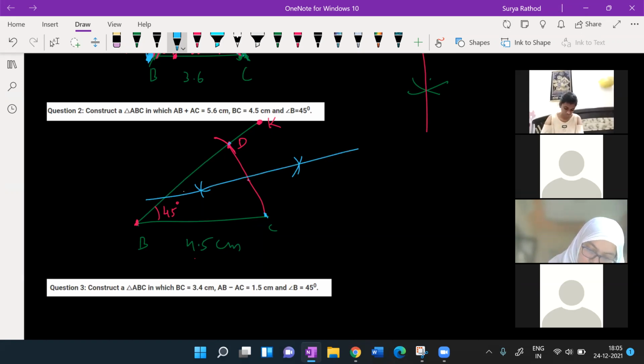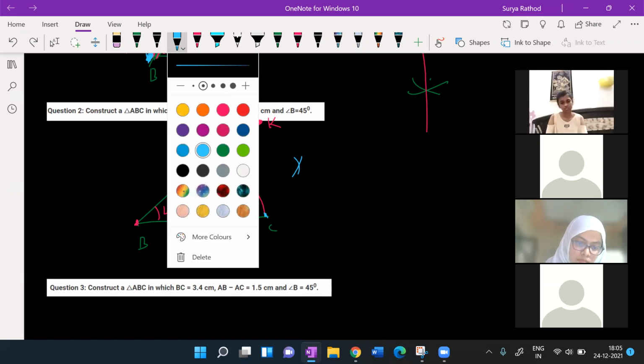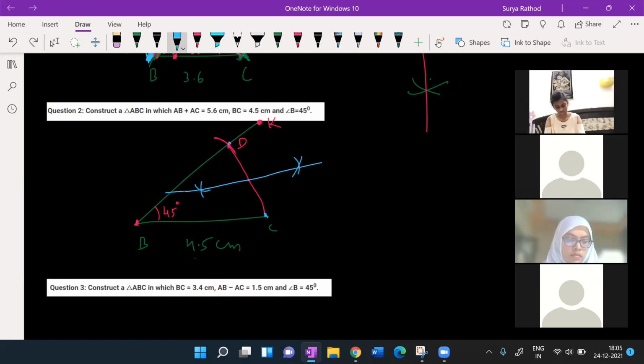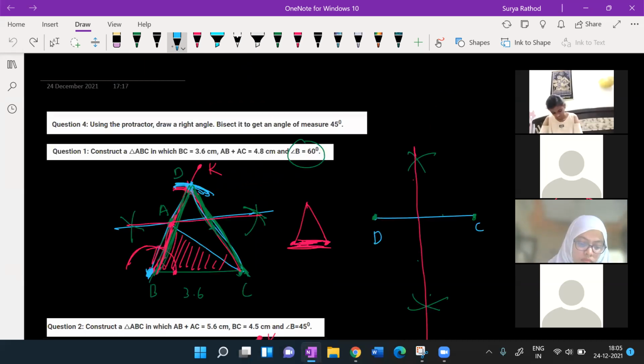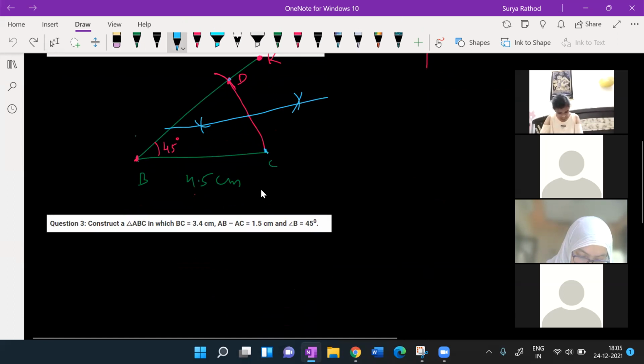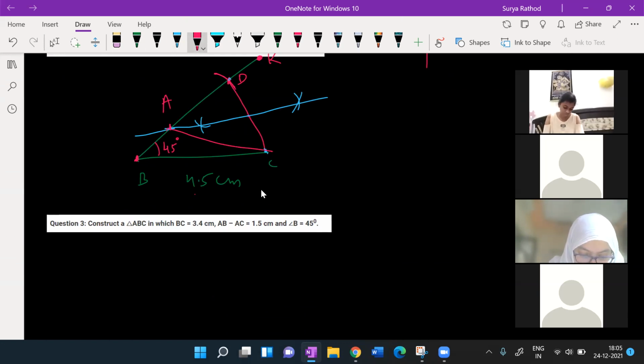Wherever it cuts, now if I join this, I get this point as A here. Join these two. This is my triangle ABC. Any doubts? I have a doubt in the second one actually. I have taken more than. Can you see, sir? Yes, tell me.